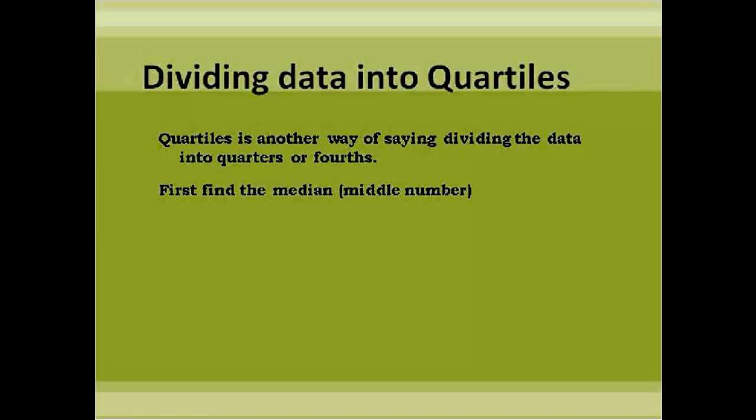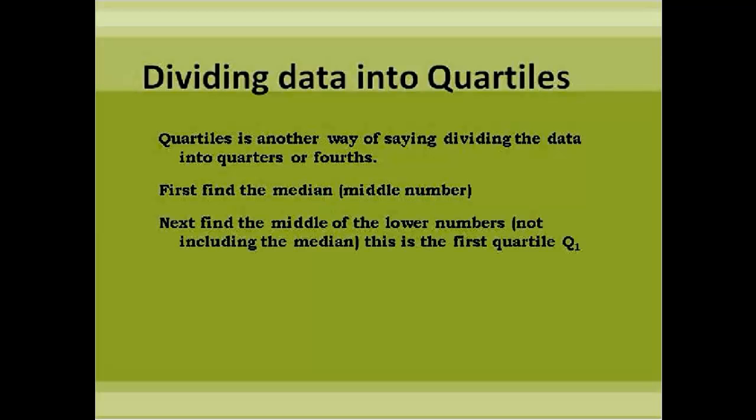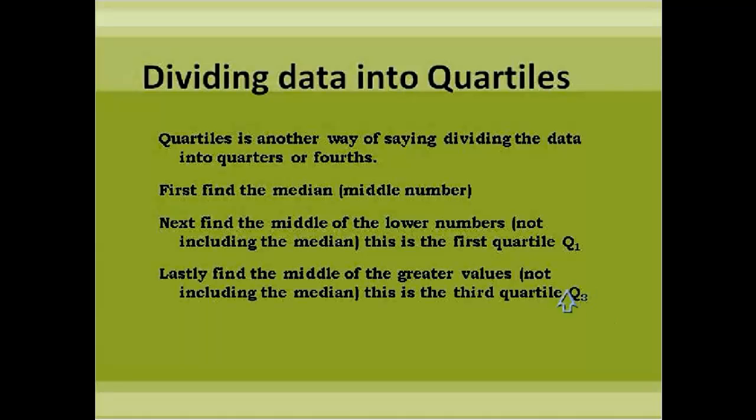Another way that we can divide up the stem and leaf and show it in a visual way is called quartiles. You know, like percentiles. Well, this is a quartile, or in other words, we're dividing the data into fourths or quarters. So the first thing we do is divide it in half, so we find the middle number. The middle number is also known as the median. So we find the median first, then we find the median of the lower numbers, not including the middle median. This is called the first quartile, or Q1. Then to find the third quartile, we would find the middle of all of the greater valued numbers, again not including the middle number.